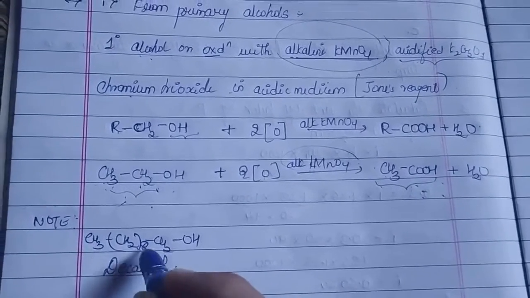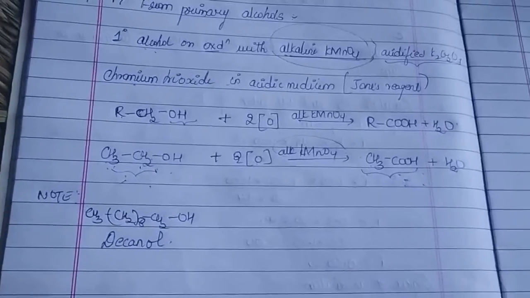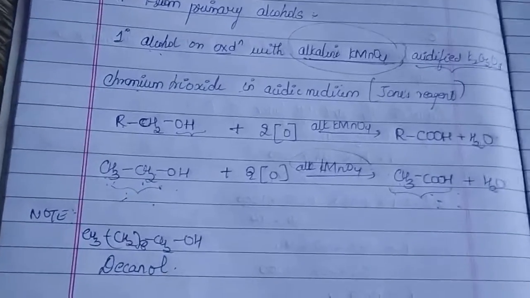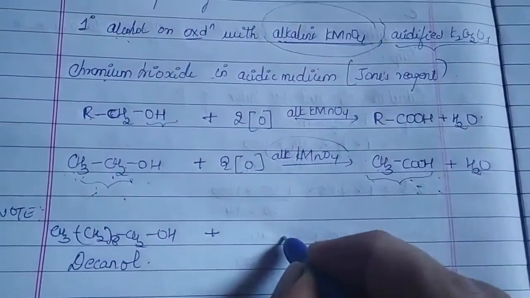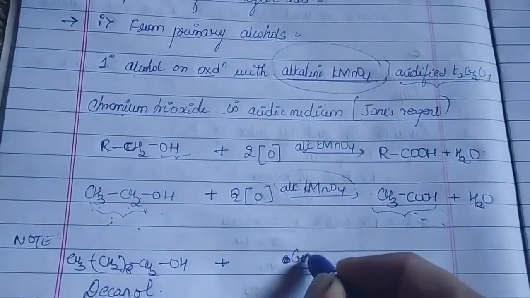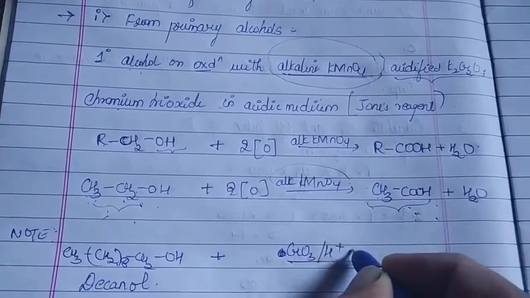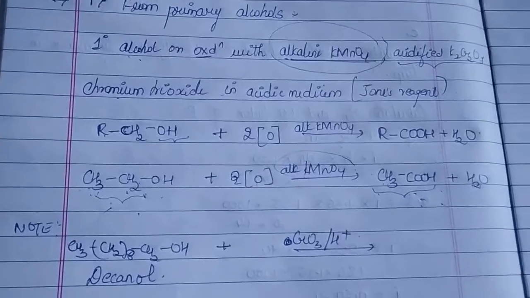Decanol, since in total there are 10 carbon atoms, all single bonded and having a functional group of hydroxy. So it is decanol. If I give you this reaction, you have to oxidize it in the presence of acidified chromium trioxide. So what will be your product? That is my question. Nothing much you have to think.